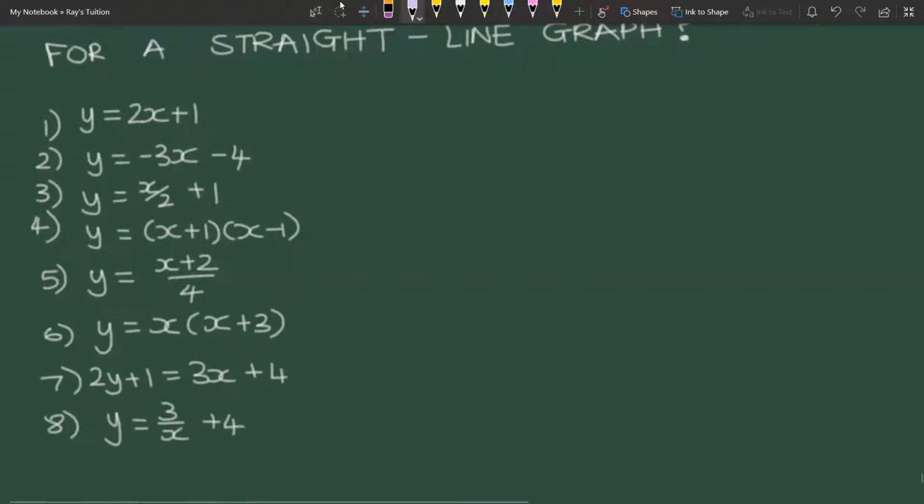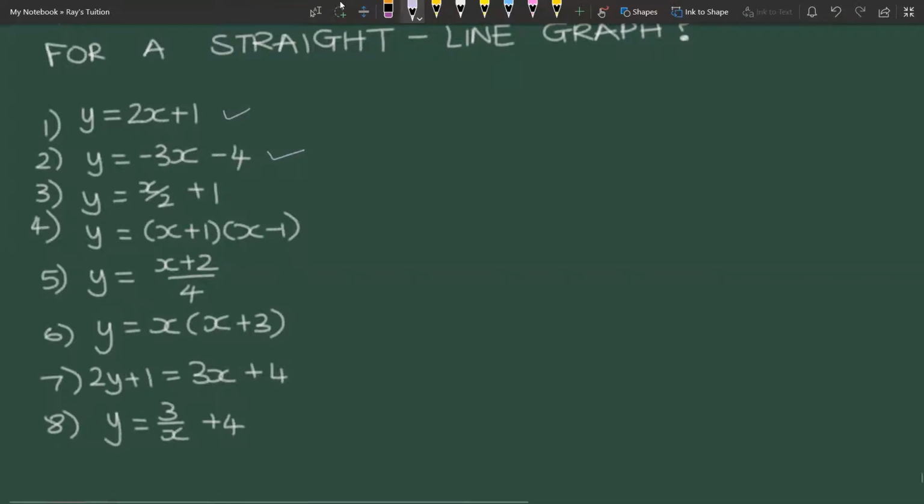Okay, the first one, is it a straight line graph? Well, it's in standard form. We have 2x plus 1. It's a linear function. Yes. The second one, is it a straight line graph? Once again, it's in standard form. y is the subject. It's a linear function of x. So yes.